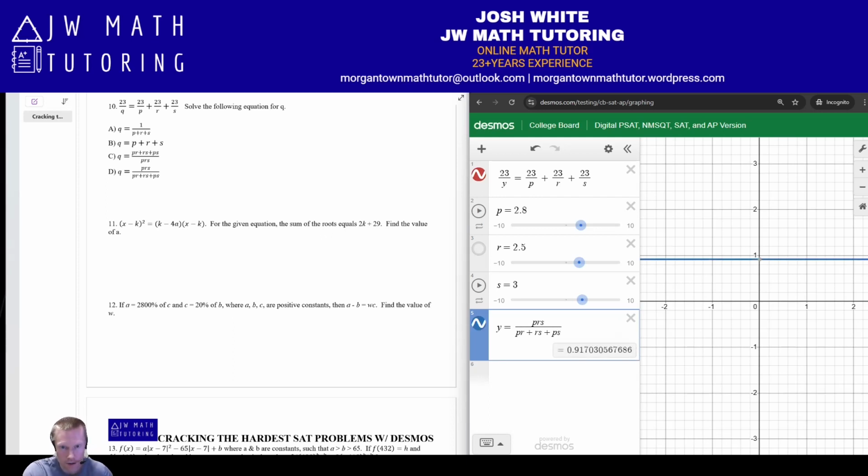All right, and notice, oh, there we go. Now look, it is completely overlapping the original graph. That confirms D is equivalent to the original given form of this equation, and D is the correct answer. Okay, and again, that's how we can solve a formula for a single letter entirely in Desmos.